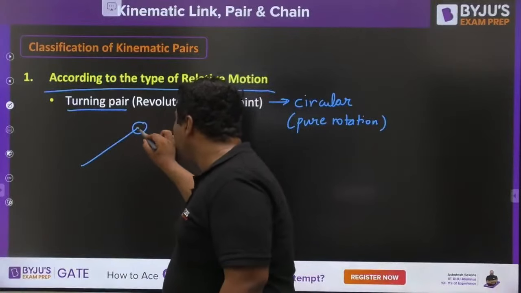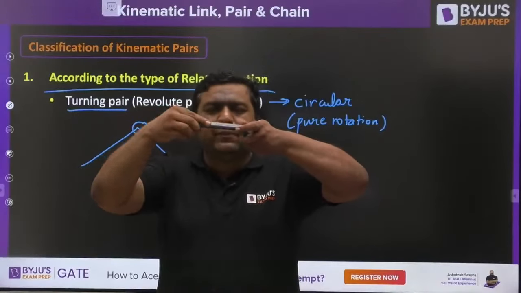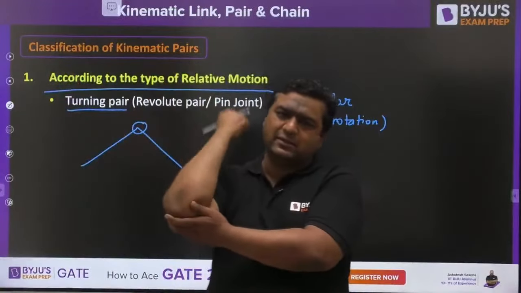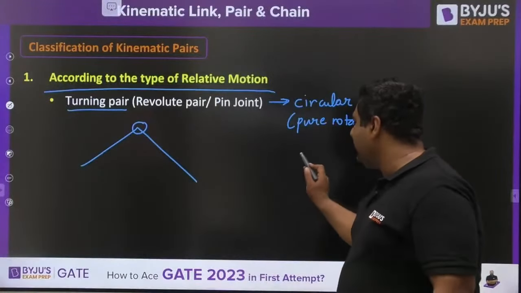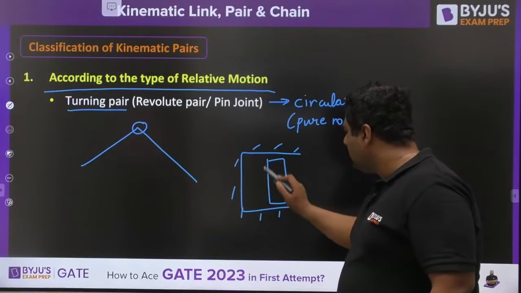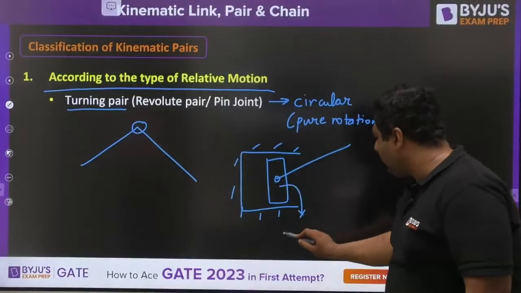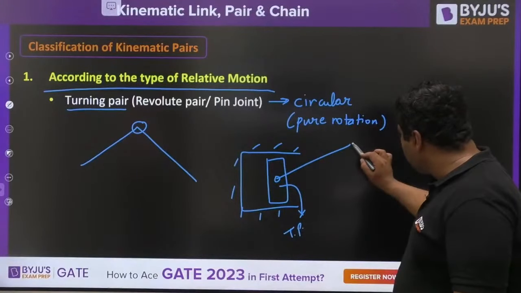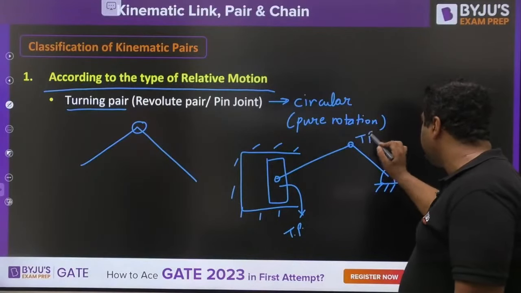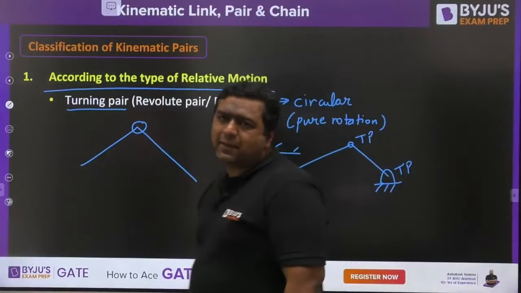So any two links joined with a pin, if you take this and join them with a pin, that is an example of turning pair. The same pair is there in our body like this. The same pair is there between crank and connecting rod. If you have a cylinder, this is a piston. Then with this piston, the connecting rod is making a turning pair. This connecting rod is making a turning pair with the crank. This crank with the crankshaft is making a turning pair. So all these are examples of turning pair.